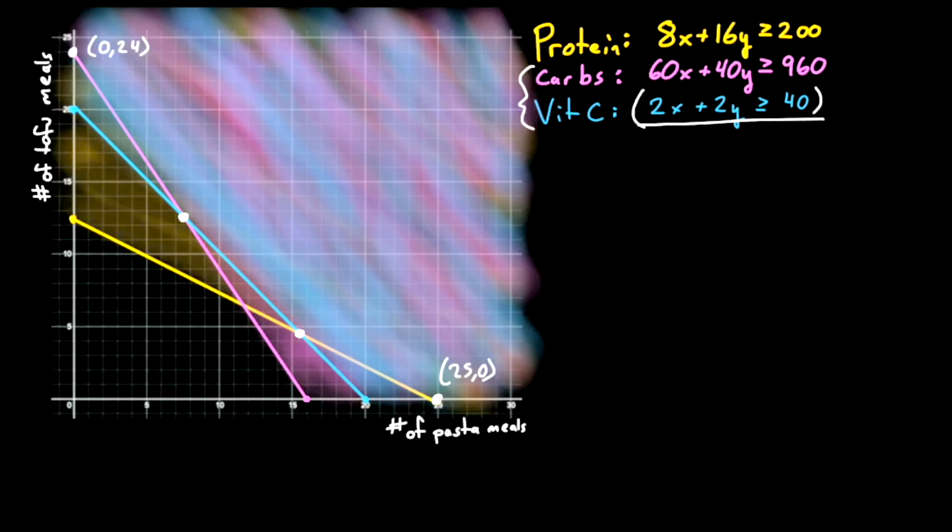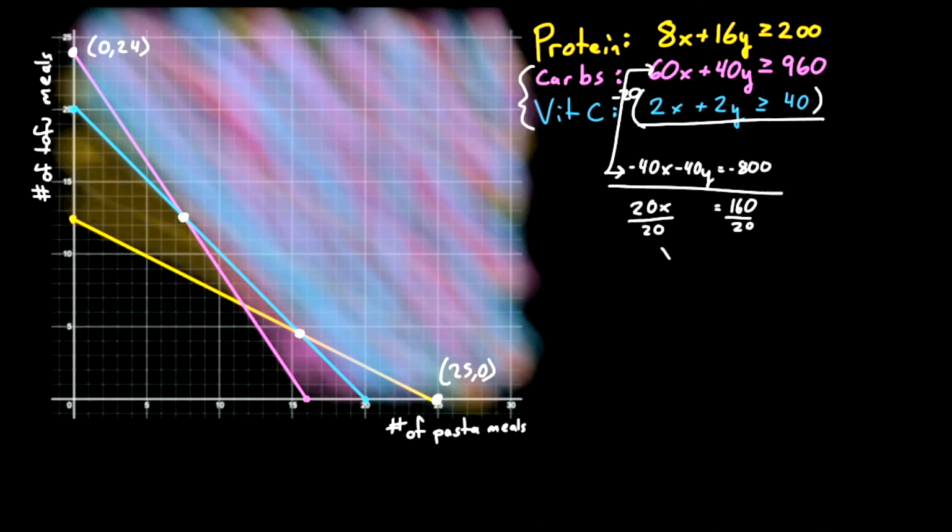So I'm going to take this bottom equation or inequality, and I'm going to multiply it by negative 20. 2 times negative 20 will make negative 40, and that'll be the opposite of positive 40. So that would be negative 40x minus 40y, and then 20 times 40 would be 800, so negative 800. Now if I add these two equations together, we've got 60 and negative 40, that would be 20x. 40y and negative 40y cancel, and then 960 minus 800 equals 160. And then divide both sides by 20, so x equals 8.